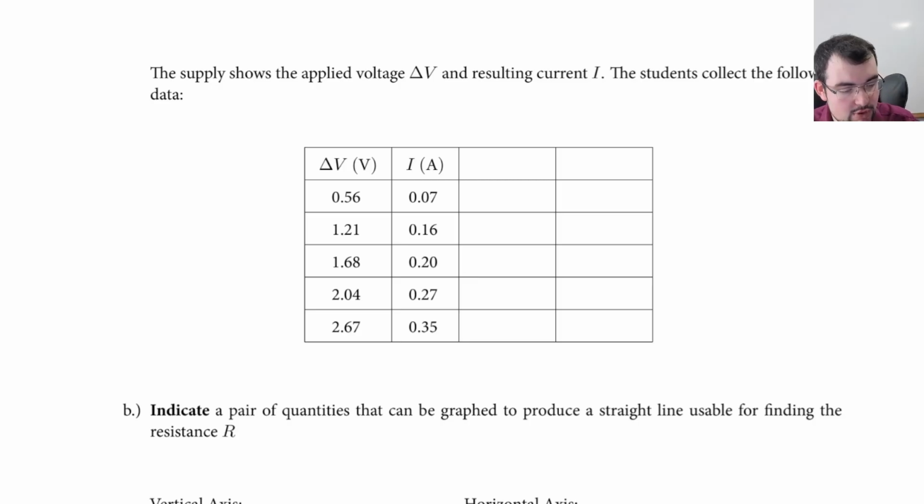So this is why we often use a different symbol for delta V, right? It seems kind of weird that we get delta V measured in V. So usually we call this a capital epsilon just to avoid confusion with the unit. Indicate a pair of quantities that could be graphed to produce a straight line usable for finding resistance. We should know it. Ohm's law says that these two quantities are going to be proportional.